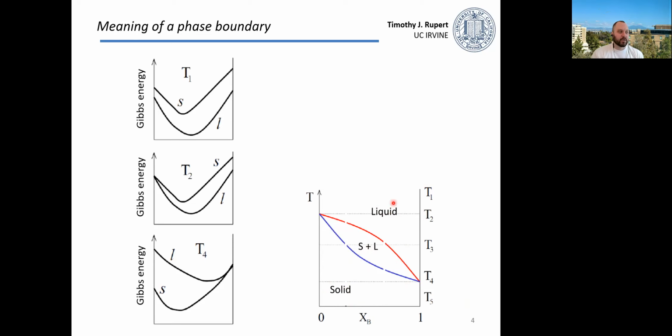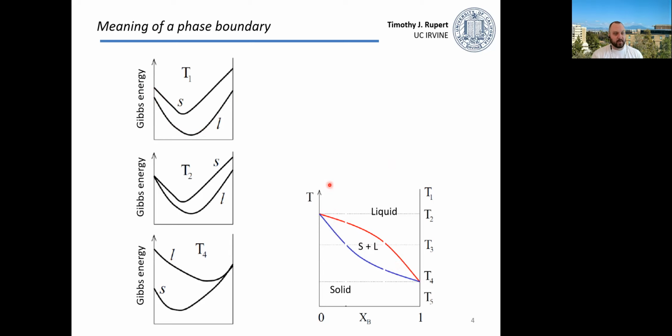At very high temperature, my Gibbs free energy curves might look like this top version, okay? So the liquid curve is the lower energy option everywhere. So it's going to want to be liquid everywhere. Okay? What really matters is where we start to hit these phase boundaries.